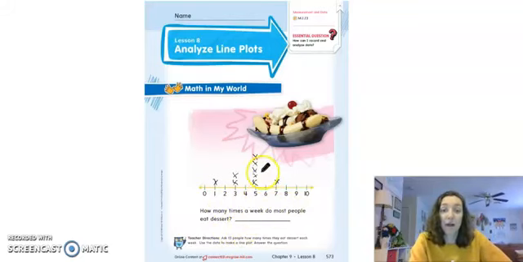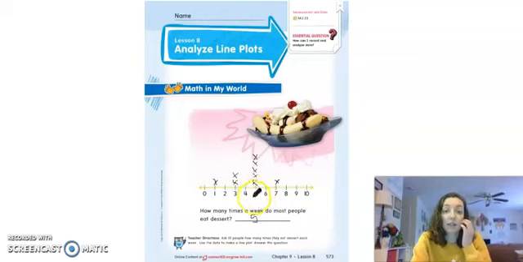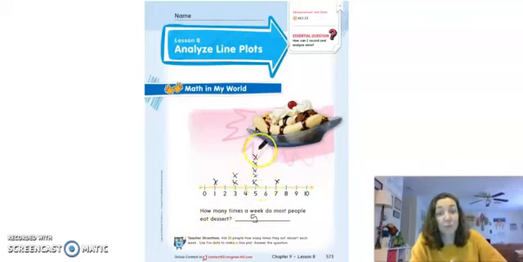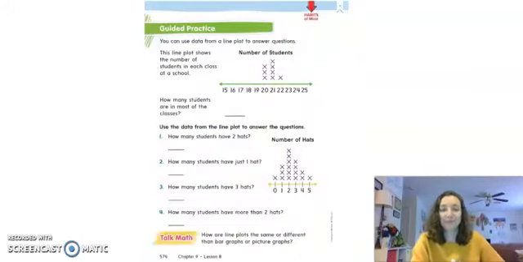5, right? Because we had 5 people who ate 5 times a week. So all we're going to write is 5 because that's the number of times a week that people eat. Don't get confused because that is the same as the number of votes, but it wants to know how many times a week people eat dessert, and that's that 5. Okay. All right, let's turn the page.